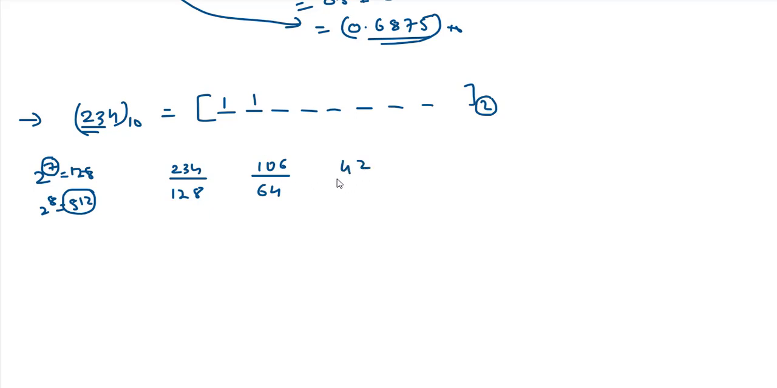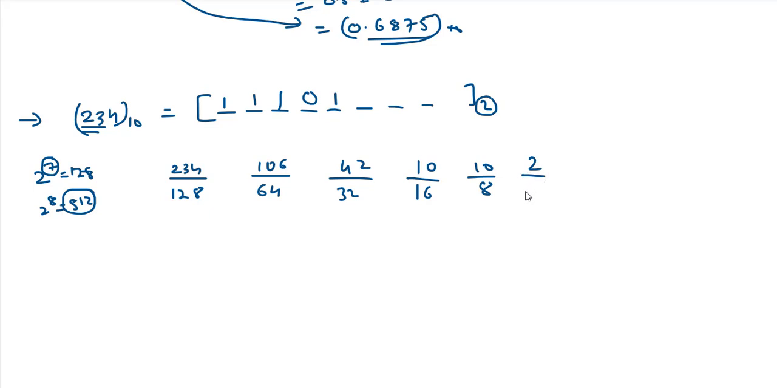Then we'll divide it by the next power, which is 2 raised to 5. So we divide 42 by 32, which goes in one time, and it leaves a remainder of 10. Now the next power is 2 raised to 4, which is 16. Now it is not divisible by 16, so we'll simply put a 0. Then with the next power, which is 2 cubed, 8, 8 goes in one time, and the remainder is 2.